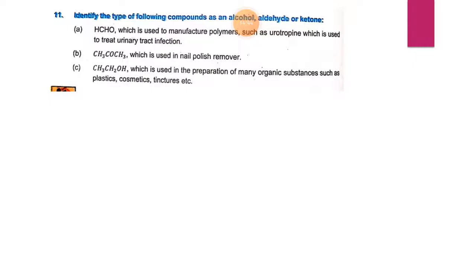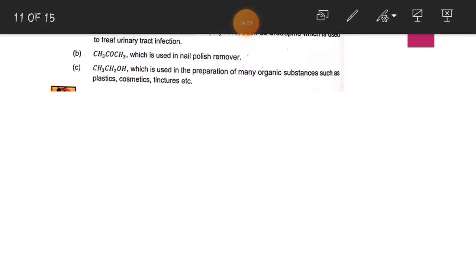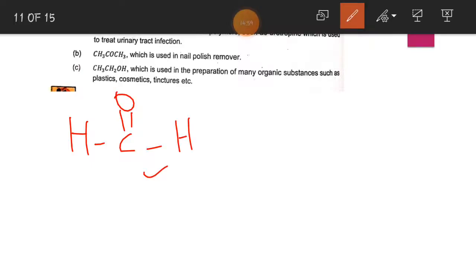Identify the types of following compound as an alcohol, aldehyde or ketone. First one has the structure like this. Now you may see here a hydrogen atom is attached to a carbonyl carbon, therefore it is an aldehyde.